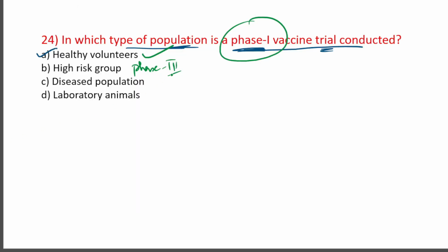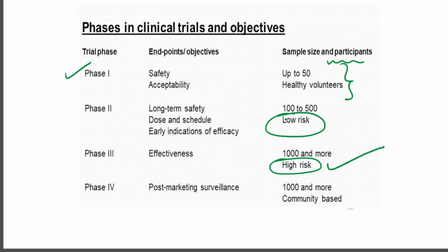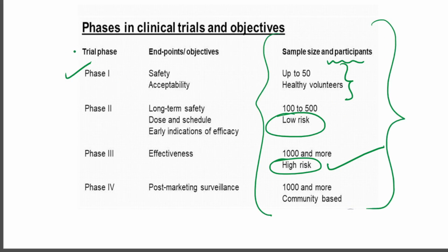Then the other two options, we don't use laboratory animals, and we do not use disease population for vaccine trial. So therefore, for phase 1 healthy volunteers, and for phase 3 you have the high risk group, but for phase 2 you have the low risk group. So therefore, please remember the participants and the sample size of the participants pertaining to different phases in clinical trials.